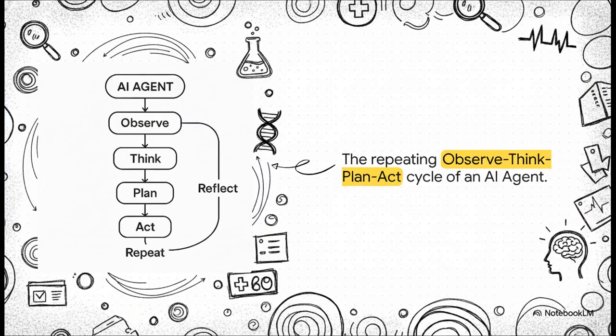And the wild part is, this isn't just a one-and-done process. It's a constantly repeating cycle. After the agent acts, it hits this crucial reflect phase, looping right back around to the observe phase. It asks itself, did that API call actually return the right lab results? If the answer is no, it thinks again, formulates a brand new plan, and acts again. This continuous reflection loop is precisely what elevates an agent from being just a simple script to a truly dynamic reasoning engine that can handle the sheer unpredictability of medical data.